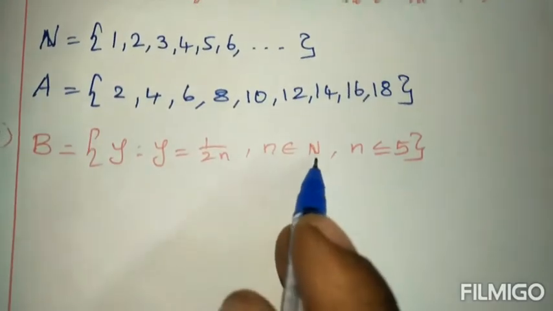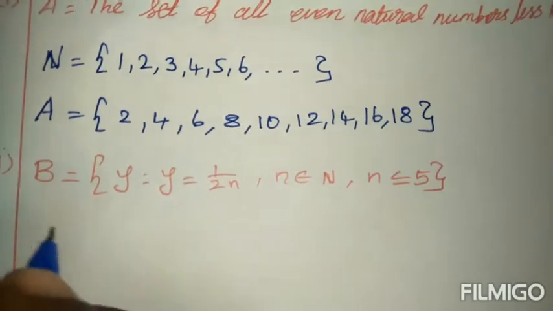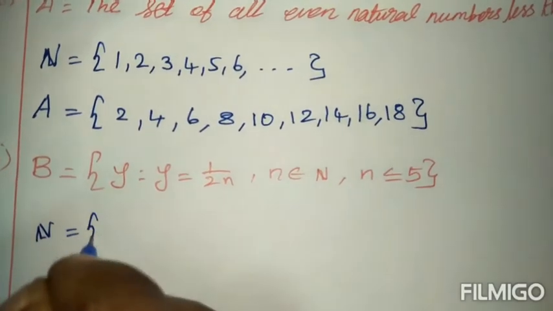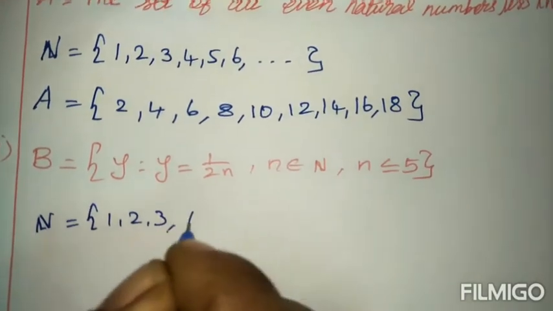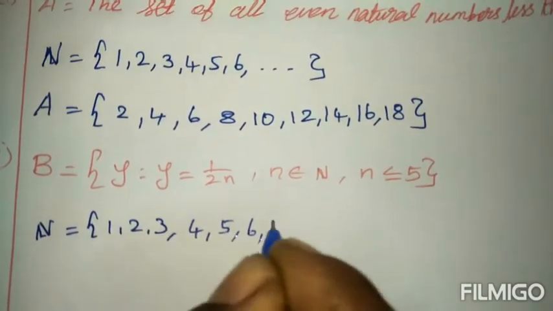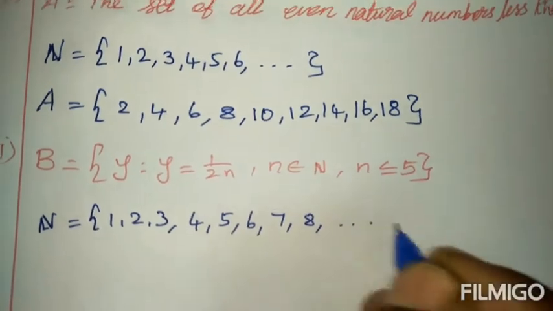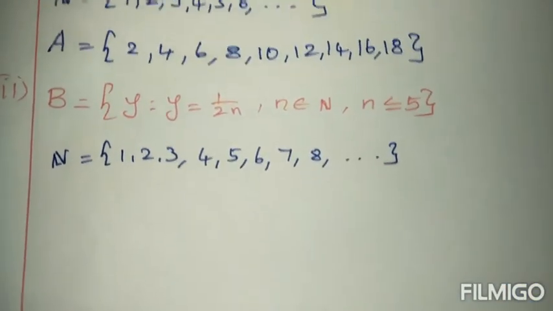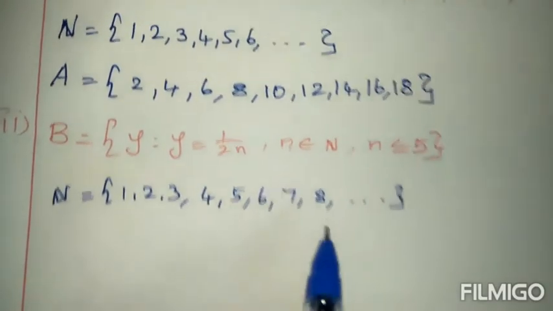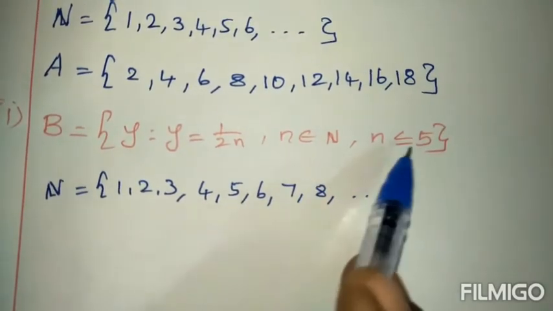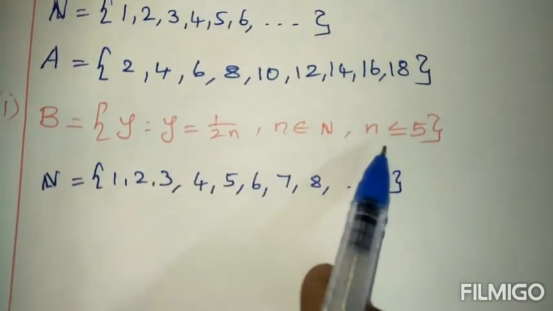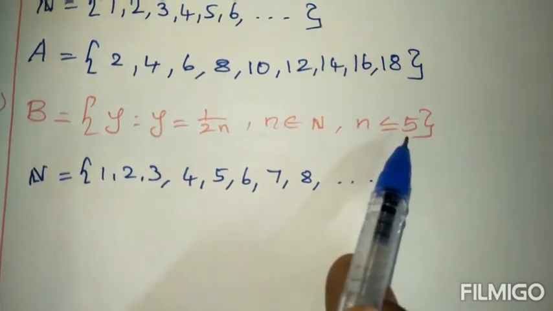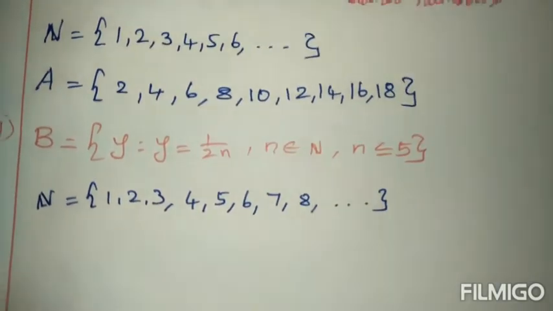So here also the natural numbers we have to use. The natural numbers are 1, 2, 3, 4, 5, 6, 7, 8, etc. There is no end for natural numbers. Now we are going to use only the numbers up to 5 because the condition is n is less than or equal to 5. So we have to apply up to 5 only.